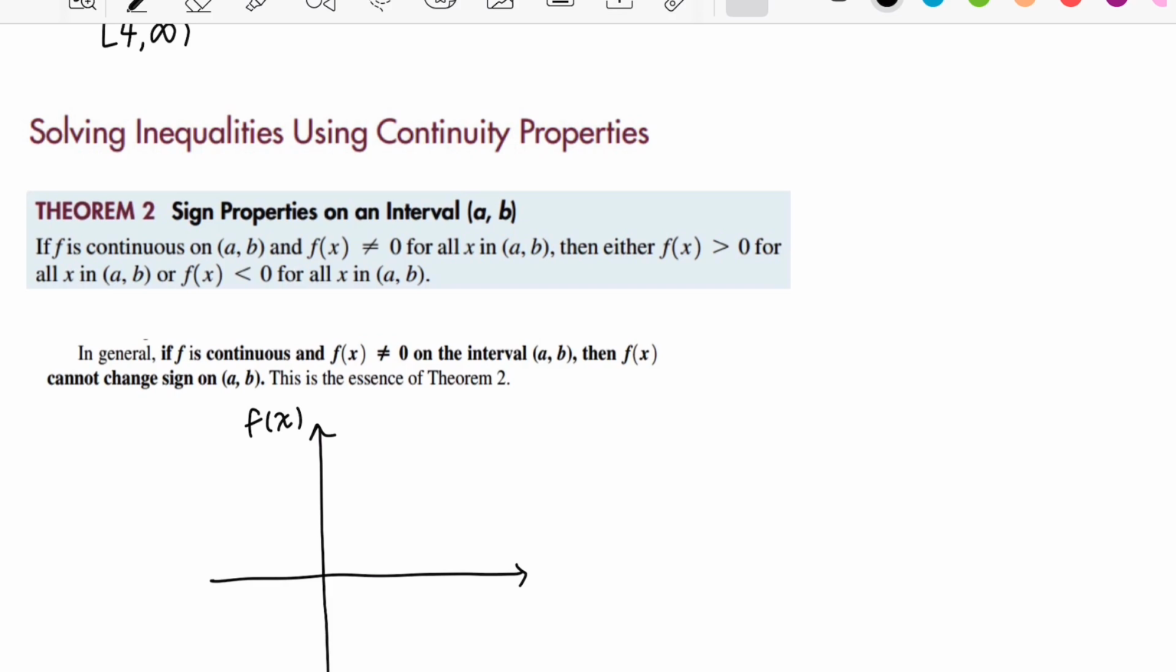So visually, we can look at this by looking at our x and y axis. So this is f of x and this is x here. And so we know that this is our positive region, so this is where f of x has positive values, and this is where f of x has negative values. So for f of x to change sign, so go from our positive to our negative region, at some point we would have to cross the x-axis. So in this case, f of x would be 0, and then this would violate theorem 2, the fact that f of x cannot equal 0.